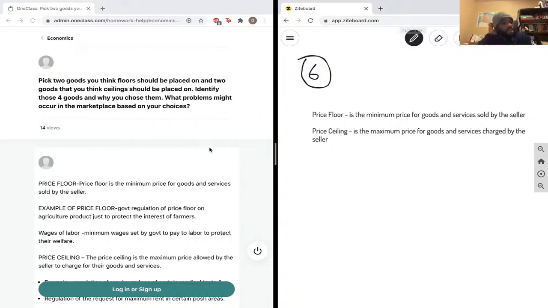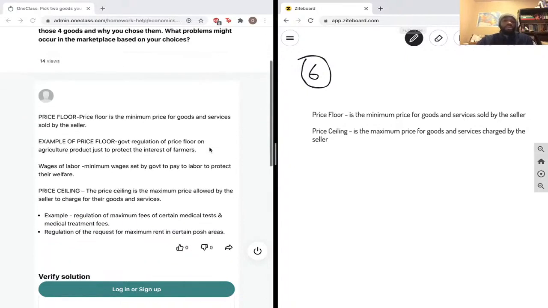Another example is wages of labor, aka minimum wage set by the government to pay to labor to protect their welfare. And then price ceiling, like we said, is the maximum price for goods and services charged by the seller.